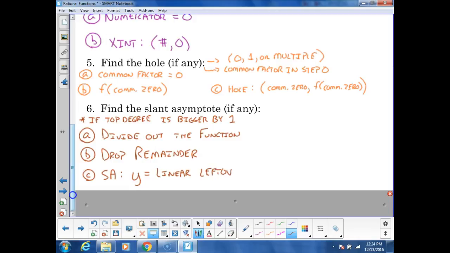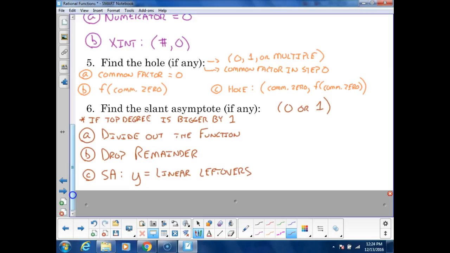Will the slope always be 1? No. How many slant asymptotes can there be? 0 or 1. Yep. And what's our last step?